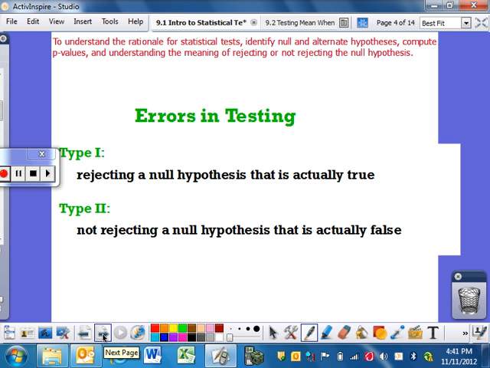Okay, now I'm going to just cover these briefly. There are two types of error involved, so you can technically be wrong in what you have, and that's why we always have the different confidence levels and things like that. So you could end up rejecting the null hypothesis when it's actually true.